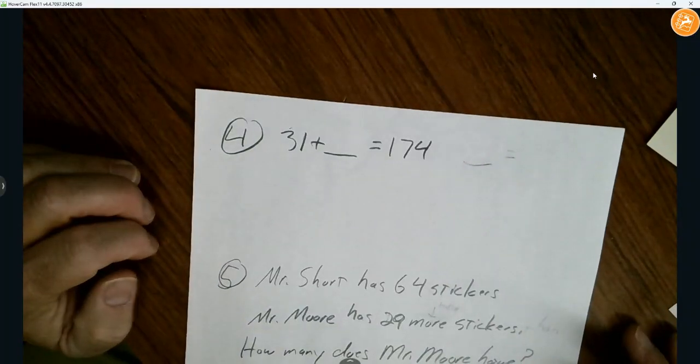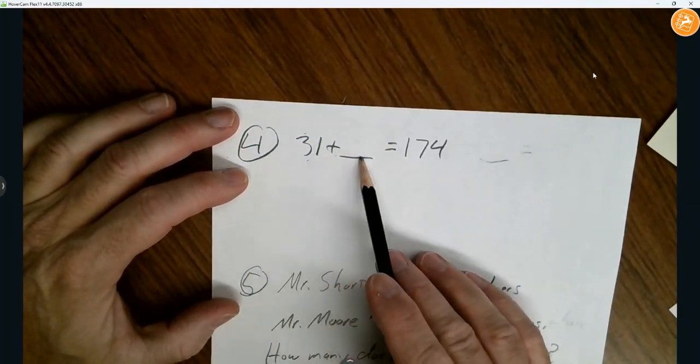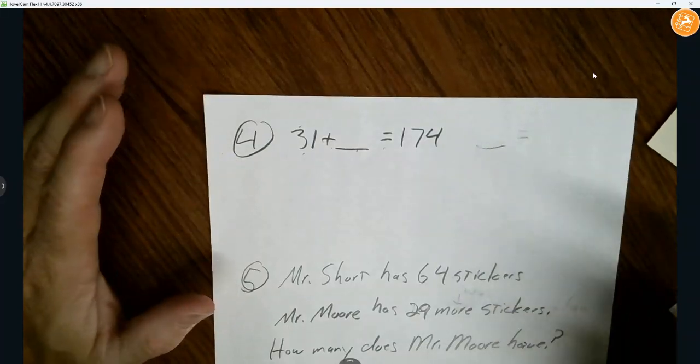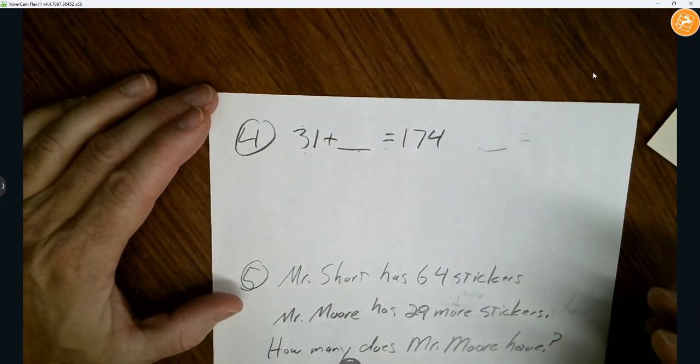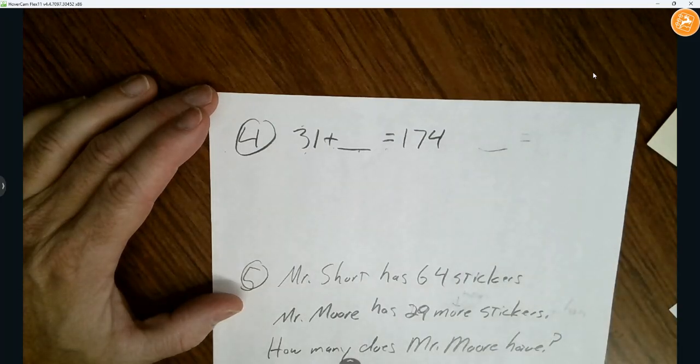All right, over here we have 31 plus blank equals 74. So we just have a missing number. So when we have a missing number like this, we need to figure out, well, how are we going to bring that missing number back?